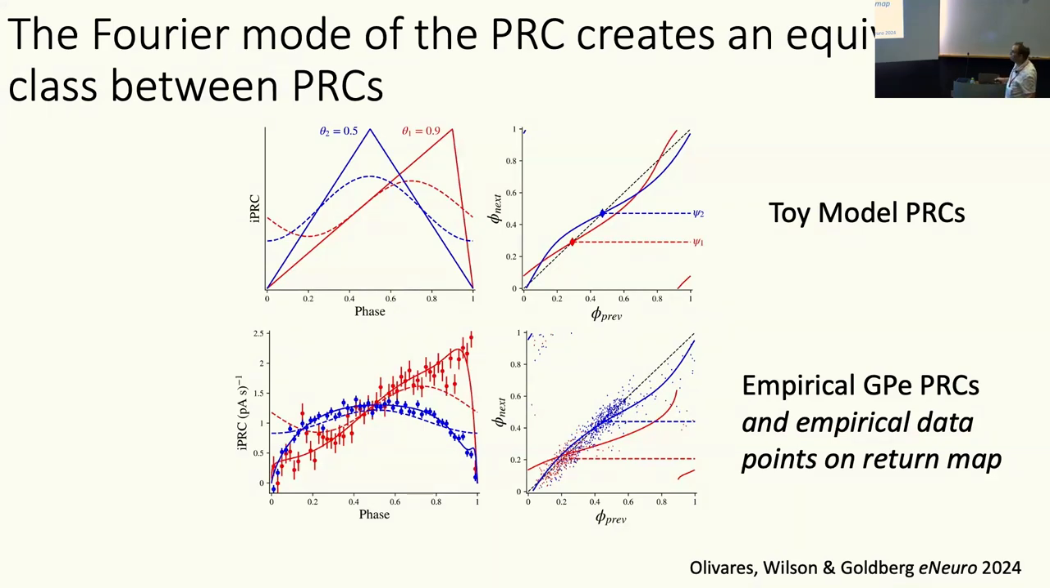So this was one experiment. We fit a curve and use the blue curve to calculate this return map. And it crosses somewhere very close to where the cloud of points are that we collect empirically a few minutes later, when we drive this neuron at the same frequency.